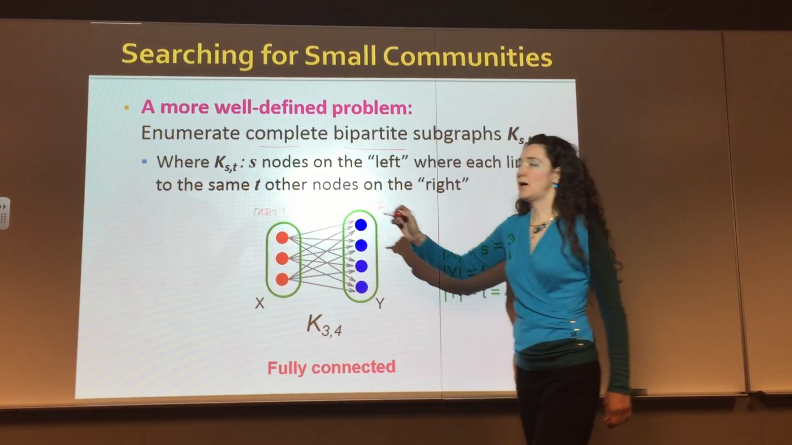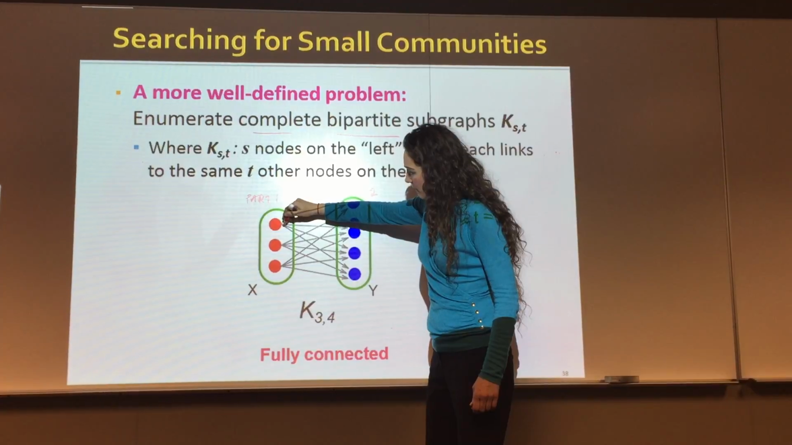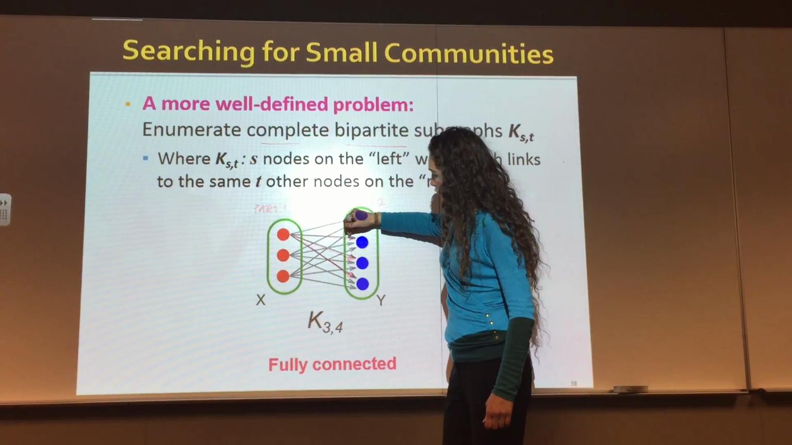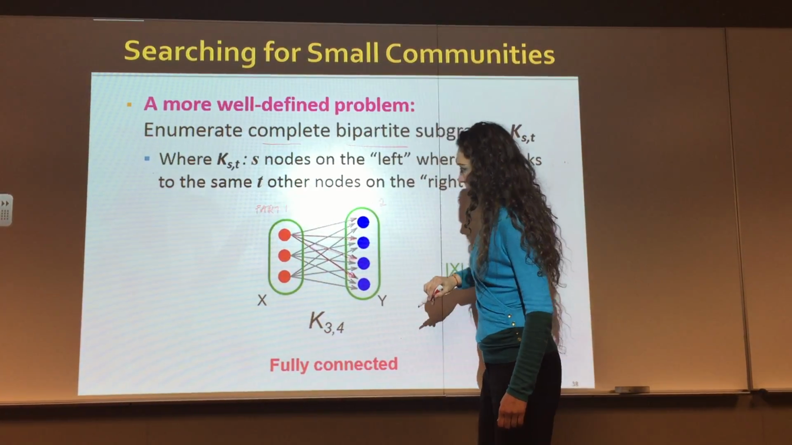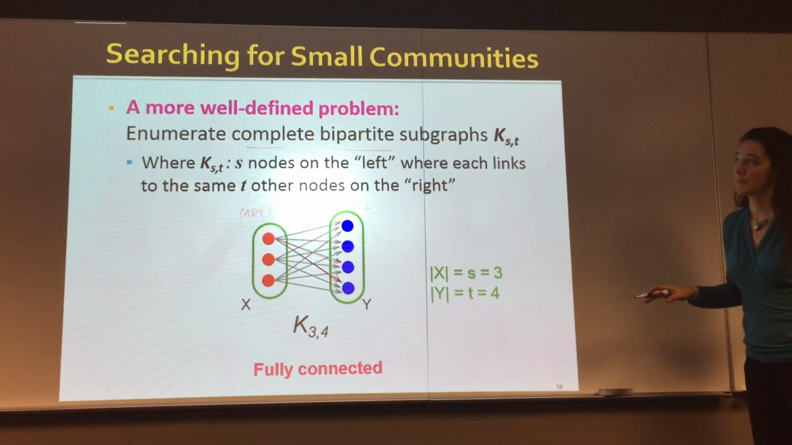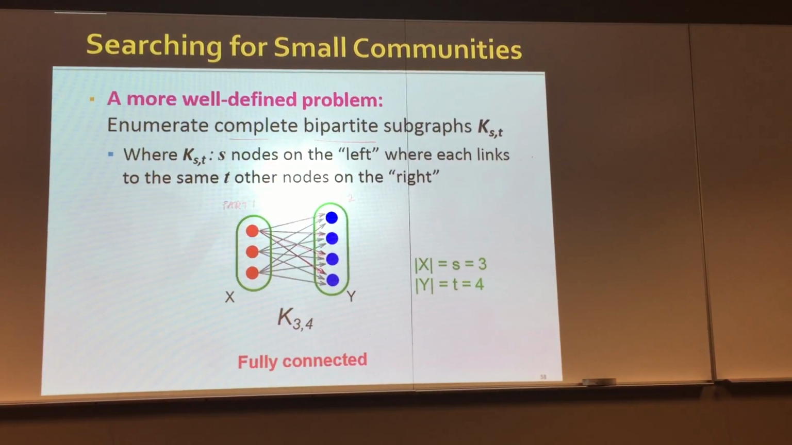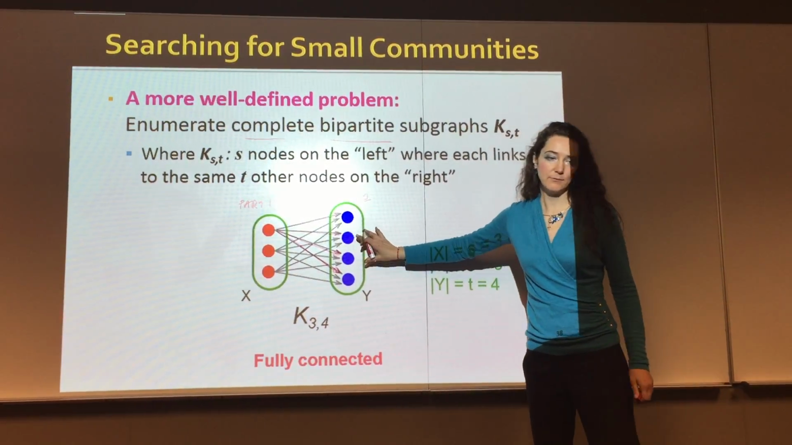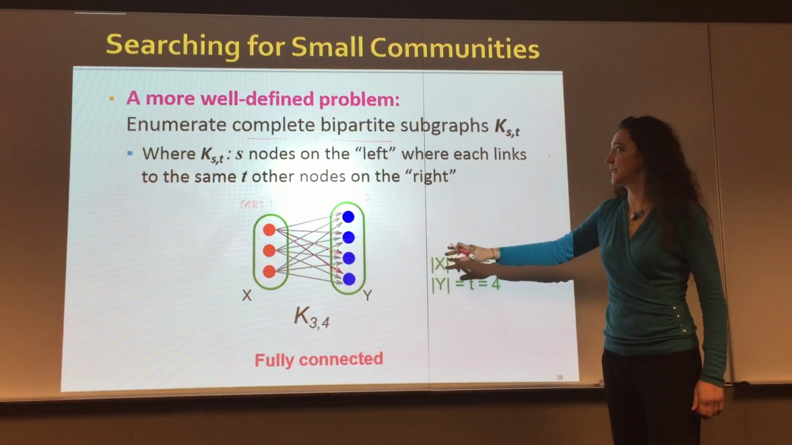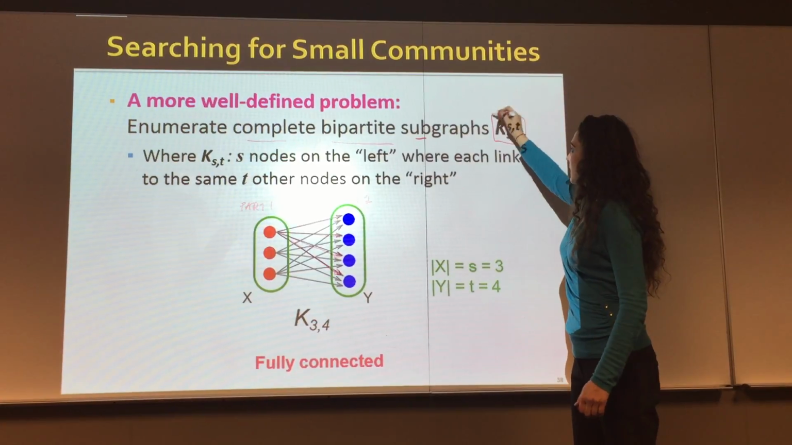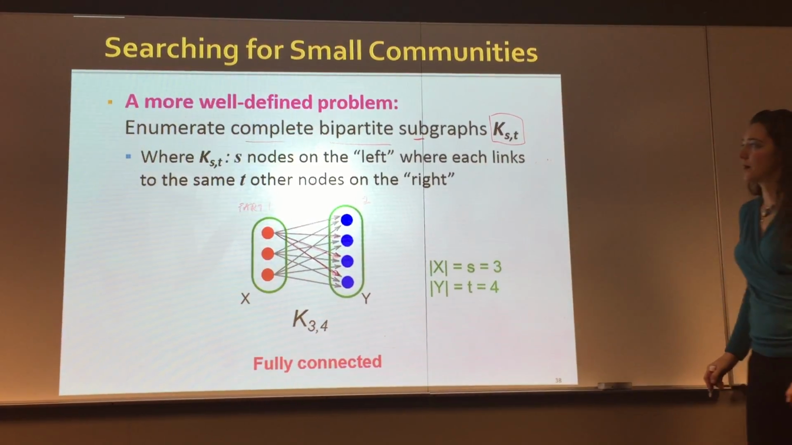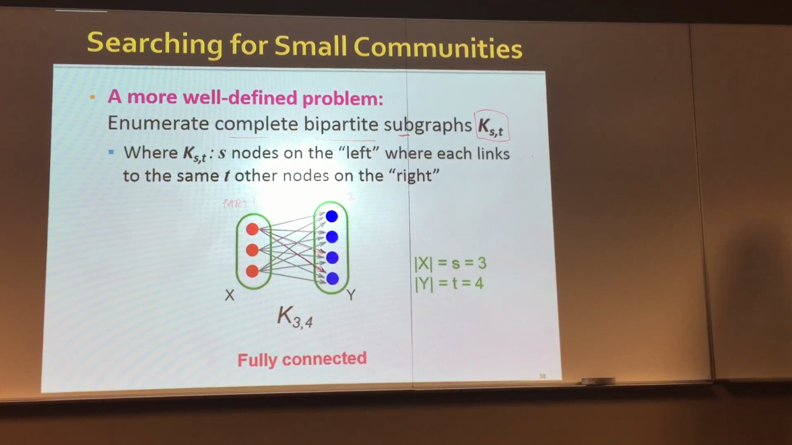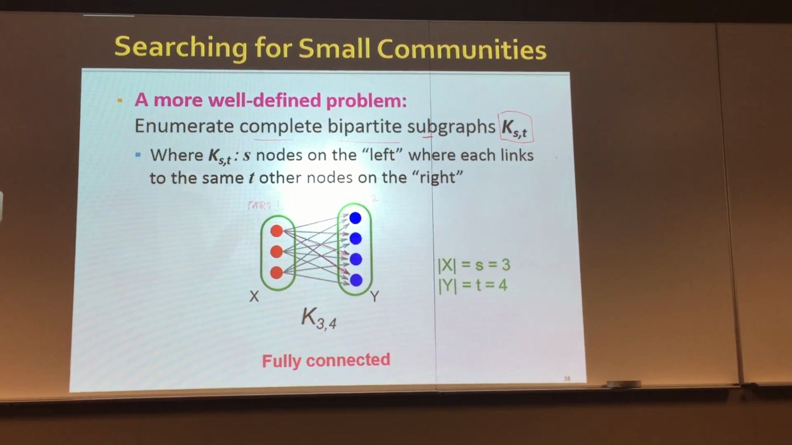Complete means that every node on the left has edges to all the other nodes on the right. That means that it's complete. It's a subgraph because that's only a part of the web. Right? We are looking for small parts of the web that are densely connected to each other. We will call that K_S,T, where S is going to be a support threshold and T will be the number of items in the set.